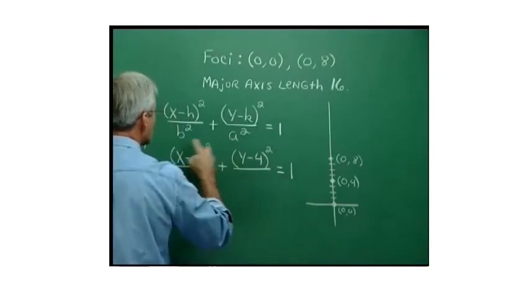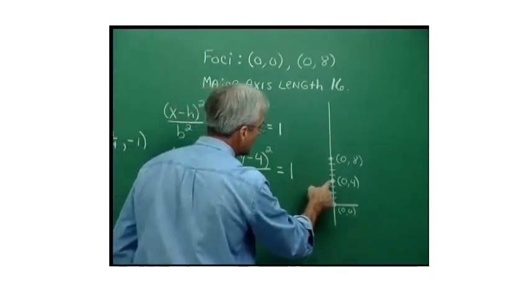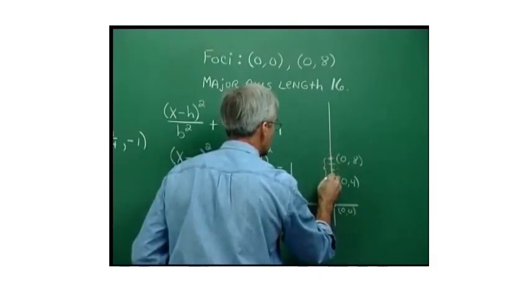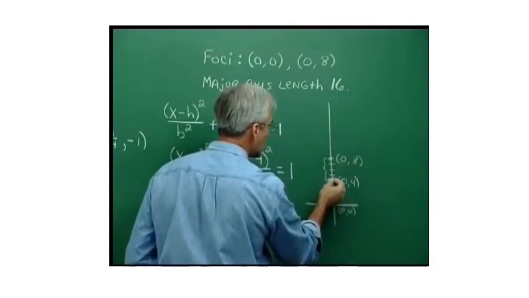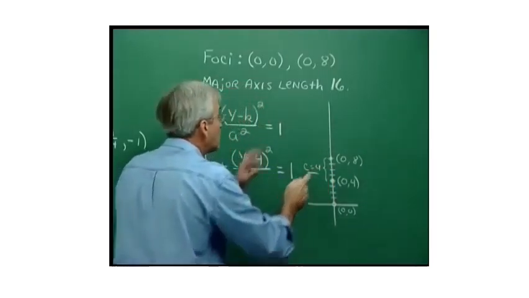Now I'm leaving vacancies for a and b. Let's start to talk about those. Now if this is our center, then this distance is c. So c is 4. Now let's use the other information.